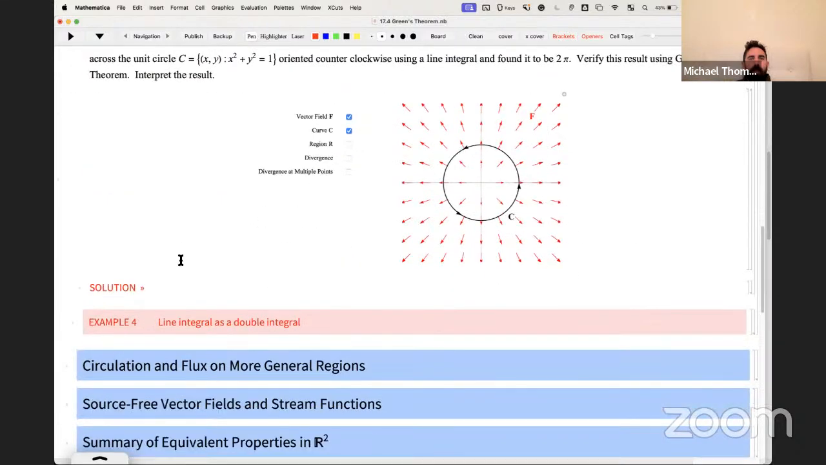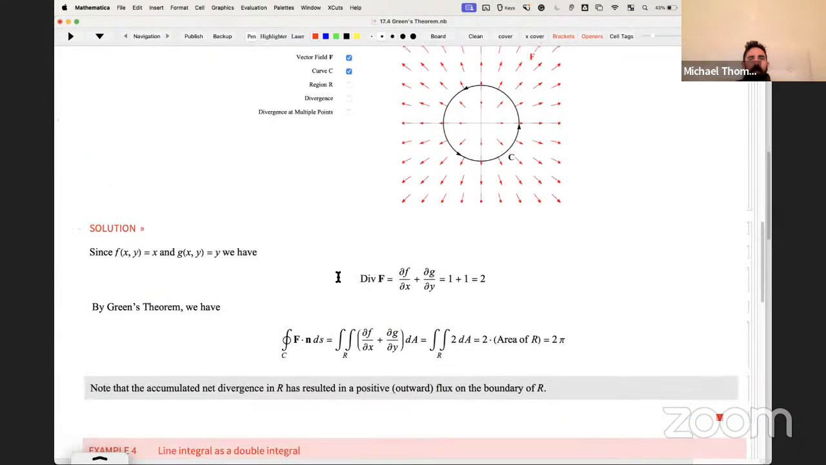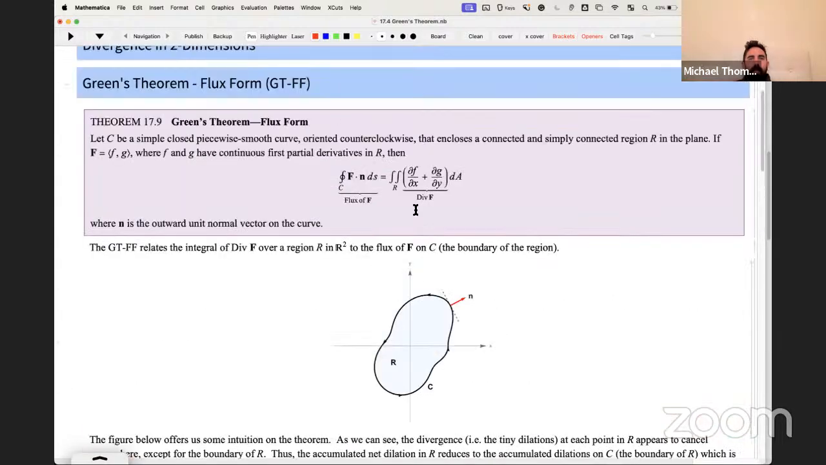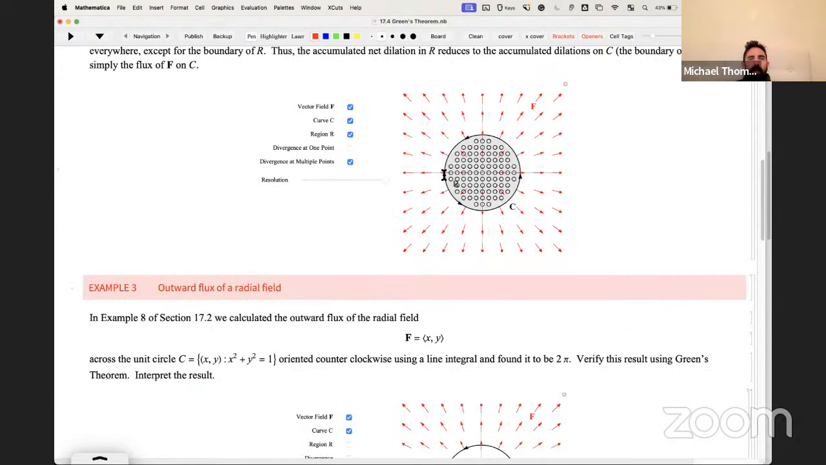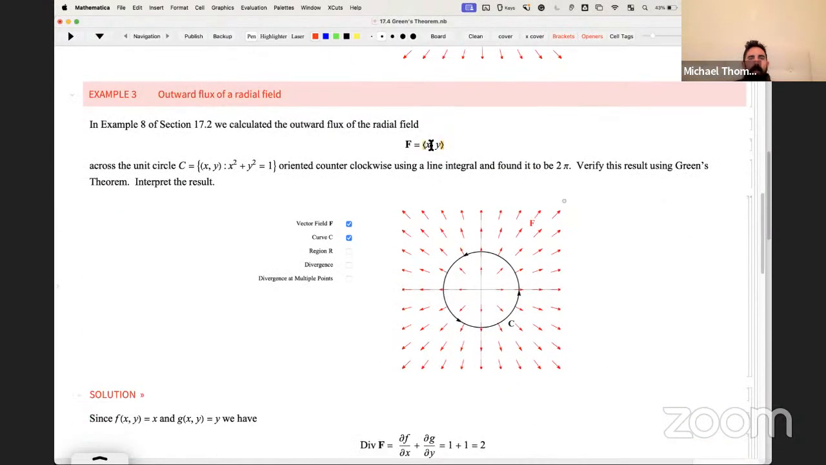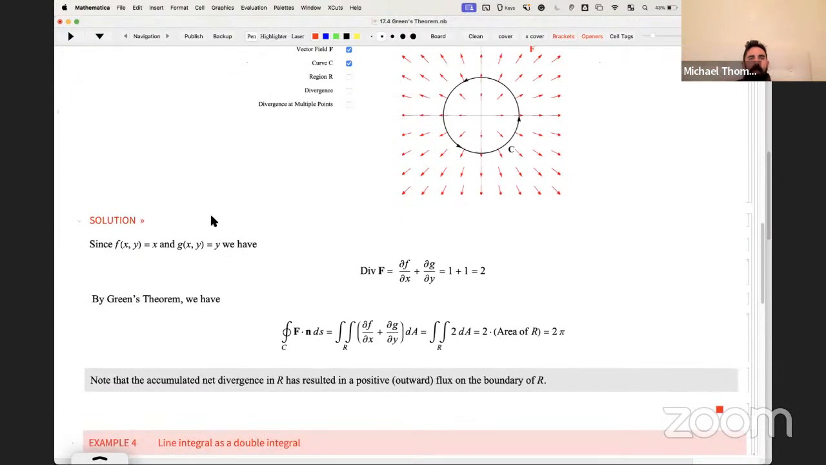Okay, for the right side, we're going to need the divergence, right? That's the right side of Green's theorem. So we need f_x and g_y, and we need to add them together. There's f and there's g, so we need f_x plus g_y. That's pretty easy. f_x would be 1 and g_y would be 1. We add them together, which is 2. So the divergence at every point in this vector field is 2.